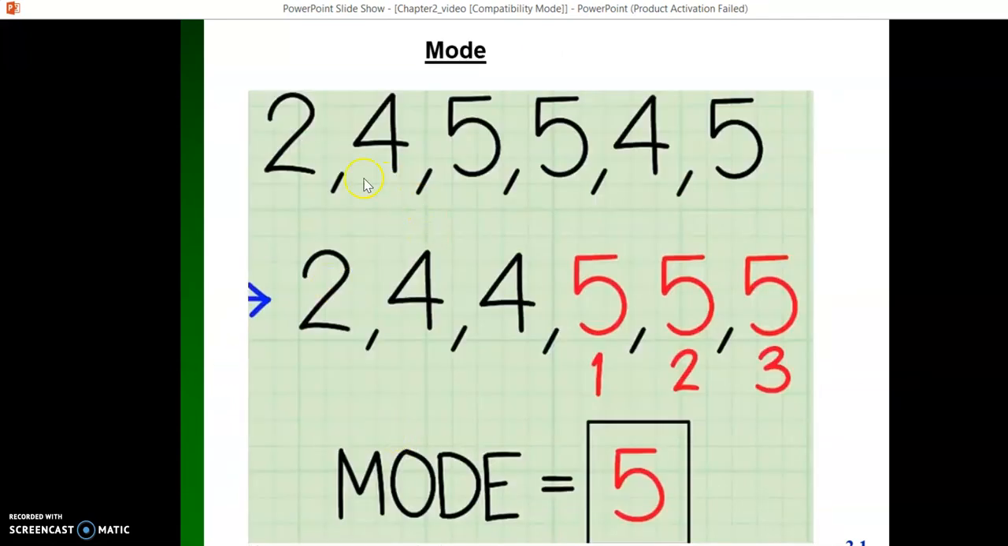Right. So this is a simple example to calculate the mode. If you have a number of data, you can put them into order, then it is easy to identify which number appears the most. In this data set, it looks like 5 appears 3 times, 4 appears 2 times. So which one is the highest? 5. So we can say mode equals 5.